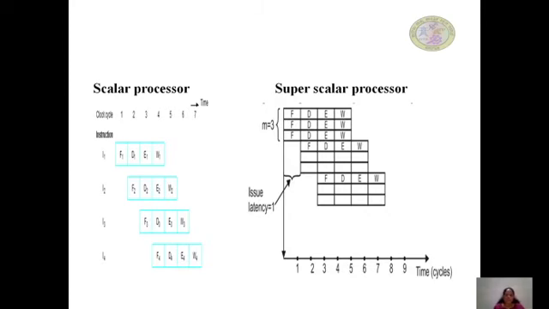Each instruction has 4 phases: fetch, decode, execute, and write. So during the first clock cycle, the execution of 3 instructions will begin, and it will perform the fetch operation.